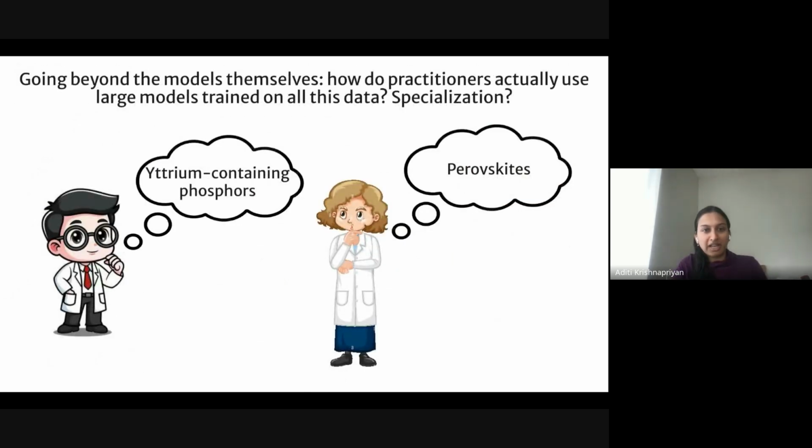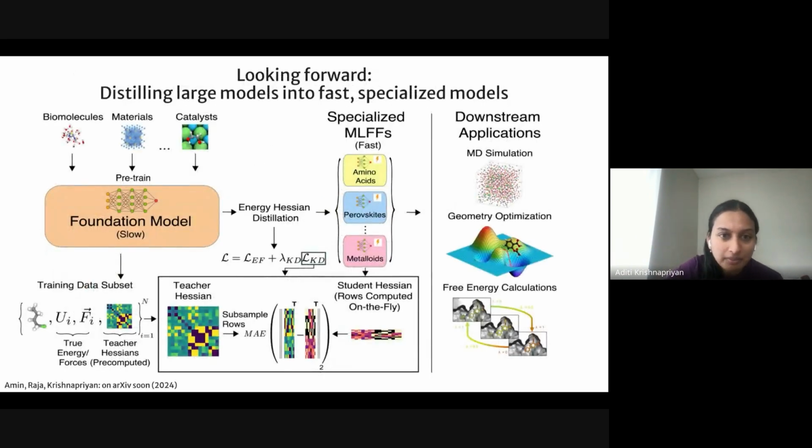Finally, the very last things I'll talk about are going beyond the models themselves. So like I said, I think there are a lot of interesting problems here besides just model building. And one thing to keep in mind is how do practitioners actually use the large models trained on all this data? Because often they might only care about a very specific subset or a very specific problem versus the broader range of problems that are in the training data.